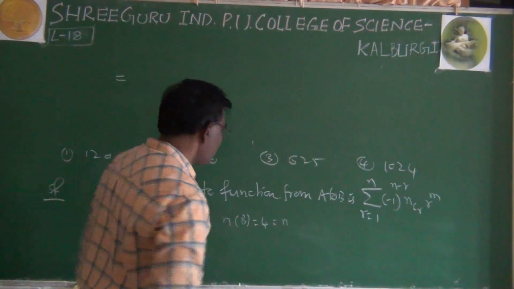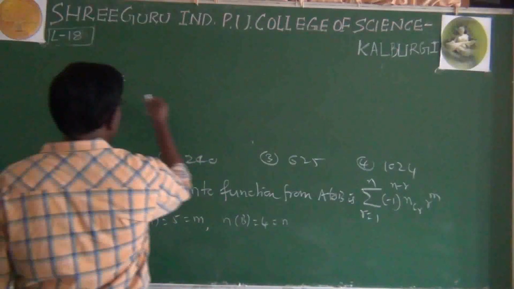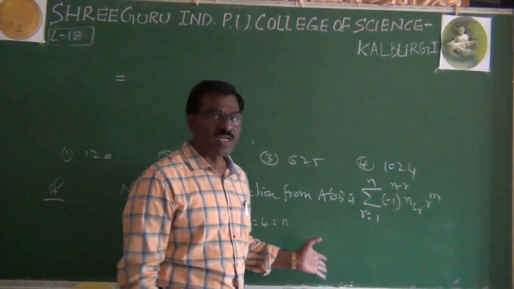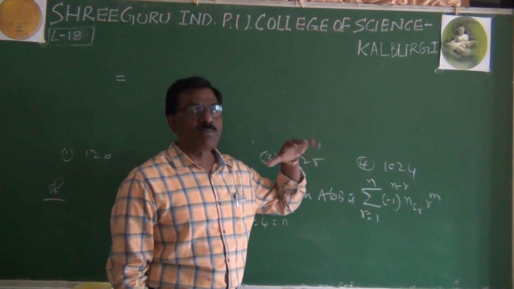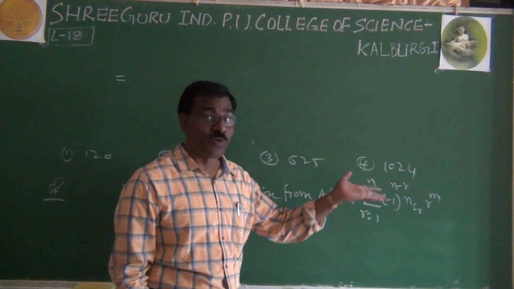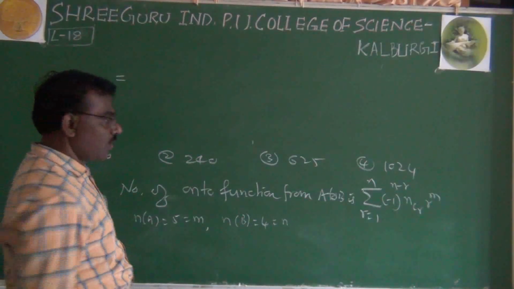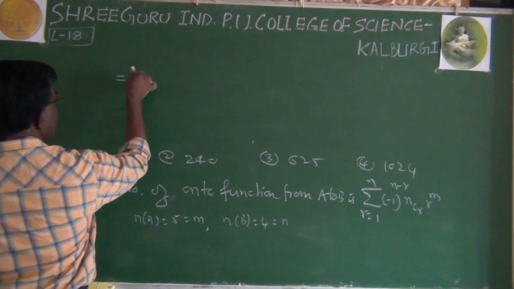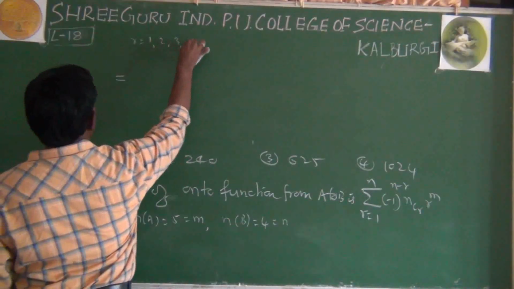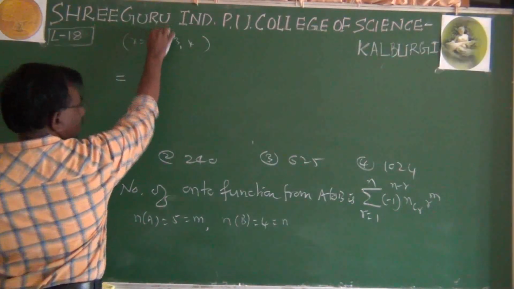Okay. So minus 1 to the r equal to minus 1 to 1. Now first put r equal to 1. This is a slightly difficult problem because if the B set doesn't have many elements, it's easy. Here it is 4. Okay. Now put r up to 4. R is 1, 2, 3, 4. Put it like this. Okay. So summation r is 1.